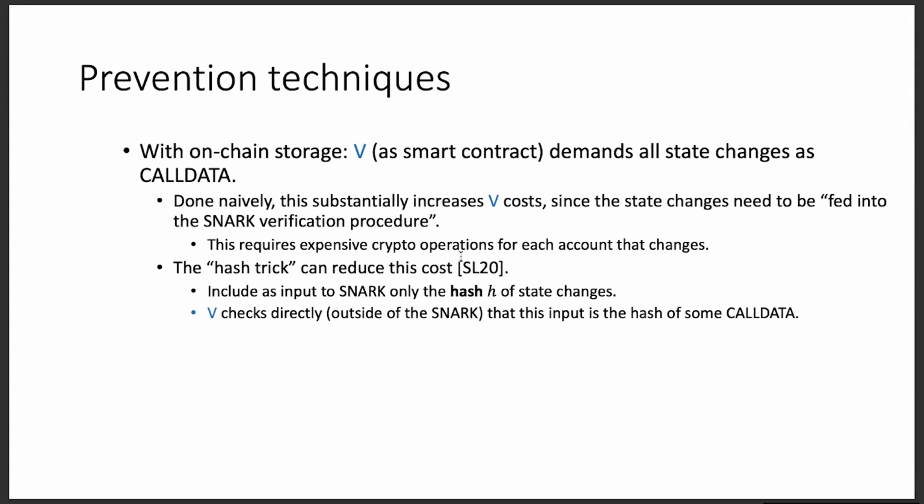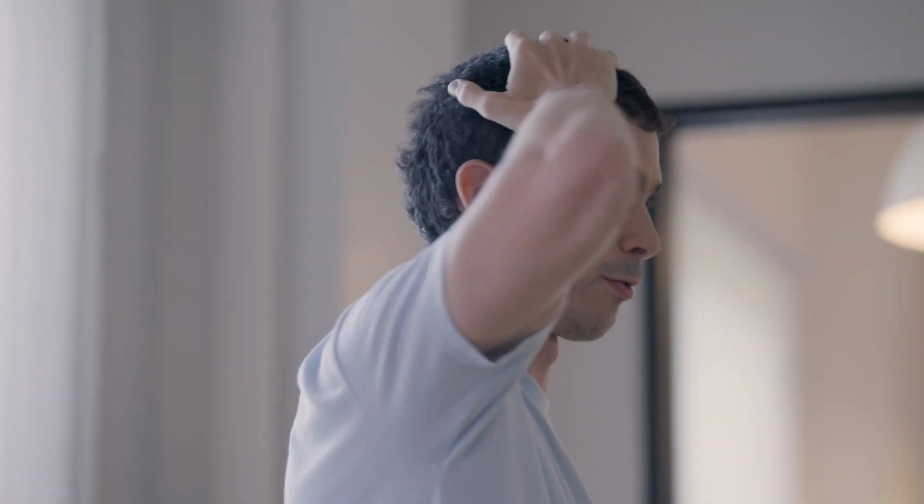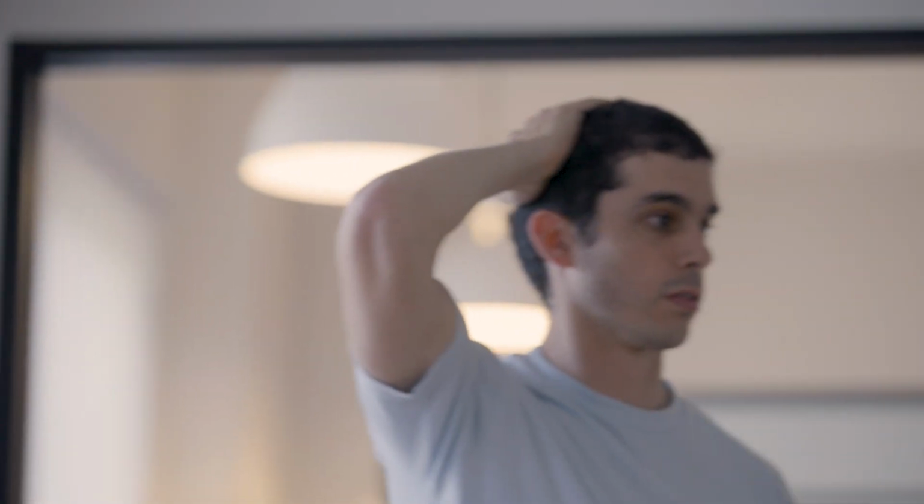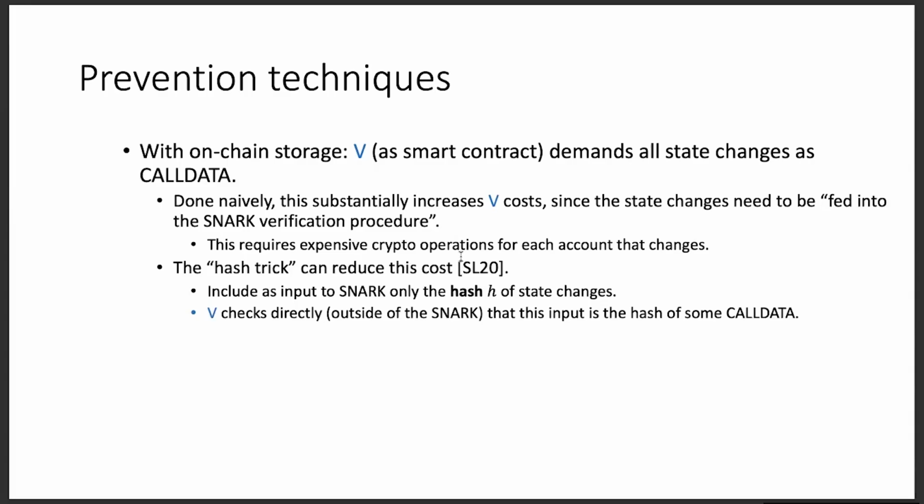any public input that's fed to the SNARK verifier, each little piece of data that's part of that public input, the verifier has to do cryptographic operations for. So this is substantially increasing the size of the public input to the SNARK verifier, causing it to do a whole bunch of crypto operations, therefore greatly increasing the gas costs of running the rollup verifier on chain. But fortunately there's a technical trick you can do to alleviate this called the hash trick.